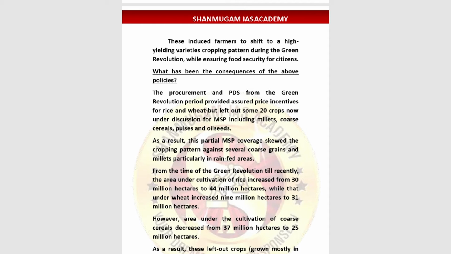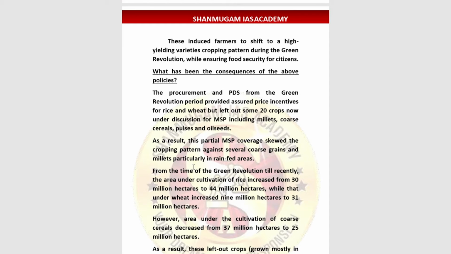This is one consequence. The second one is, as a result, this partial MSP coverage skewed the cropping patterns against the several coarse grains and millets, particularly in rain-fed areas. So what exactly are these cereals? They are nothing but jowar, ragi, bajra. These are all the coarse grain cereals. And as a result of this partial MSP, the cropping pattern against several coarse grains and millets, particularly in rain-fed areas, has dropped because they don't have a particular MSP for them.